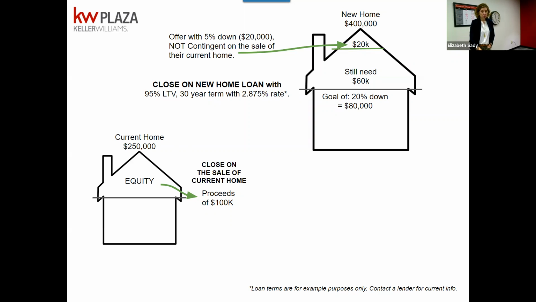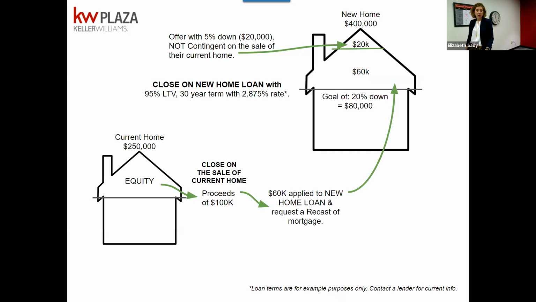At that point, we're going to put their home on the market, or we may have already put their home on the market. They're going to close on the sale of their current home that they live in right now. So they'll close on the new one first, move in, or maybe don't move in, maybe they're painting. But they're closing on the new one first, and at a later date they're closing on the old one. We're going to take the proceeds from the sale of the old one, that 100K, and they're going to apply 60,000 of it to the new home loan and recast that mortgage.